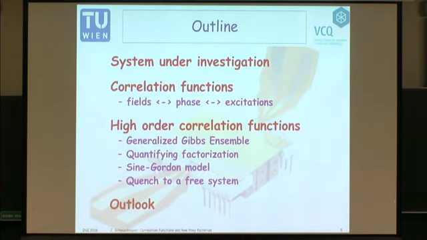So I will first talk about the system we look at. Then I will talk about which type of correlation functions we talk about, and how they are related to various parameters of a model. And then I will give a few examples. I will talk very briefly about the generalized Gibbs ensemble and how that's characterized by these correlation functions. And then I will tell you how I can quantify whether correlation functions factorize or not. We'll discuss it in detail in the form of the Sine-Gordon model and experiments on the Sine-Gordon model.